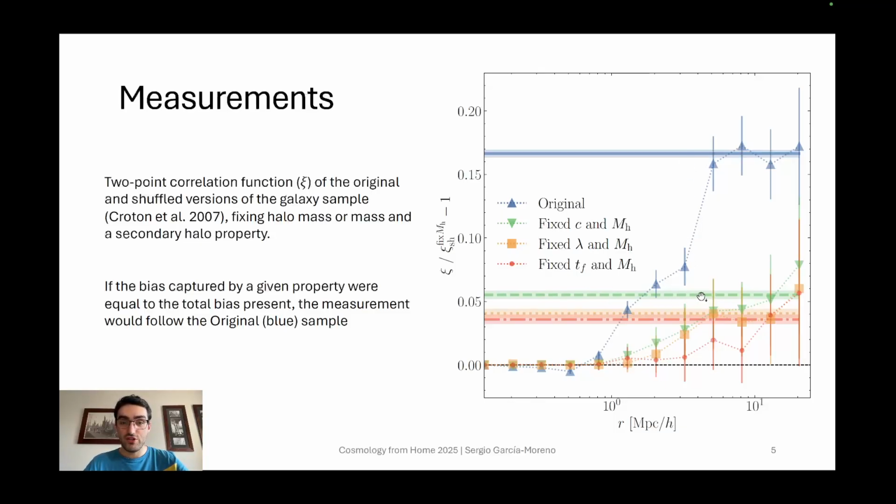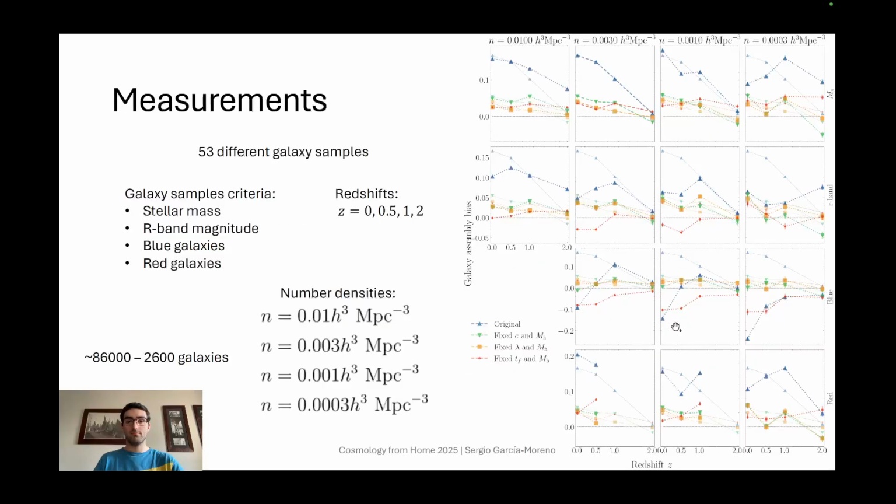In a similar fashion, we obtain these horizontal lines representing the galaxy assembly bias captured by its halo property. If the bias captured by a given property were equal to the total bias present in the sample, then these measurements would follow the original sample measurement.